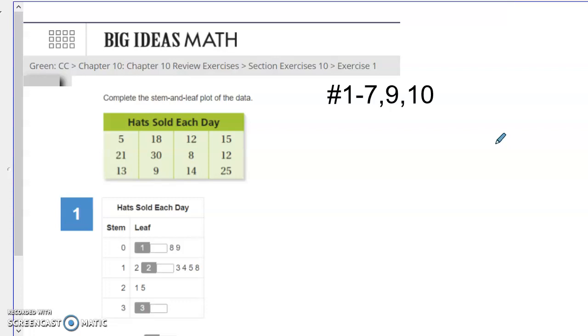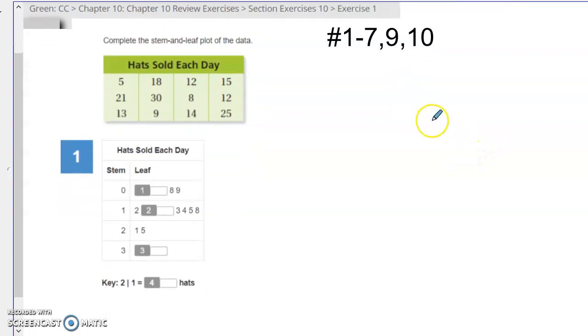First question is complete the stem and leaf plot of the data. So the data is on hats sold each day. You can see the stem is your tens digit and your leaves are going to be your ones digit. So if I have 0 here, that means my numbers are just going to be ones digit. So that would be the 5, the 8, and the 9. Well, the number that I would fill in right there that is missing is a 5.